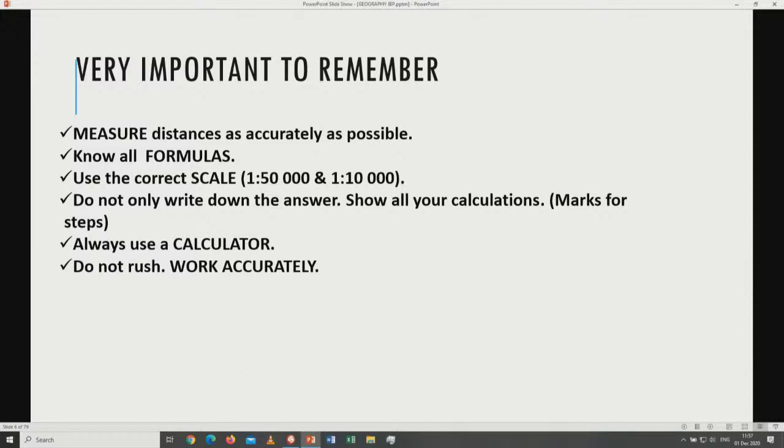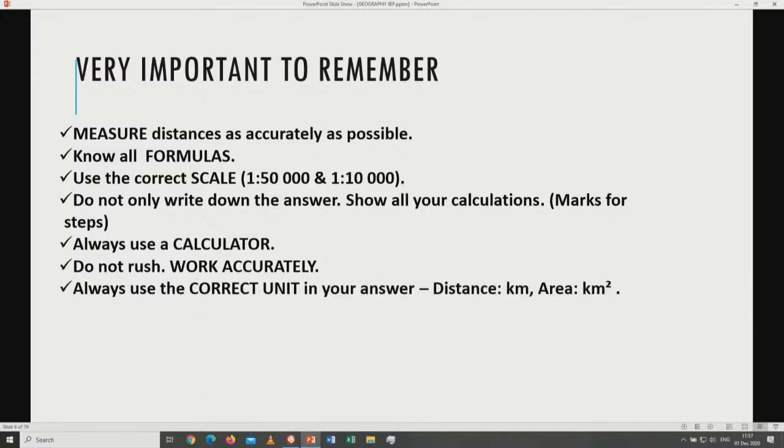Do not rush, Grade 12. You need to relax. This is very important. As I was saying, don't get overexcited on the paper. You see that they say you must calculate area, so you become excited, and you don't calculate accurately or measure your distance accurately. You must relax. Do not rush.